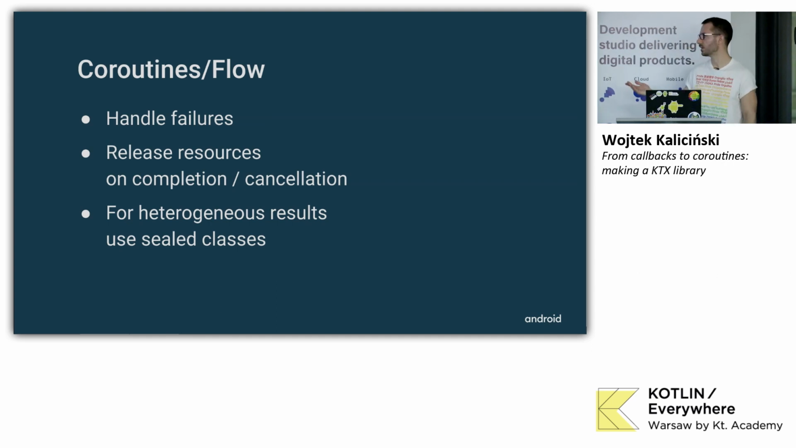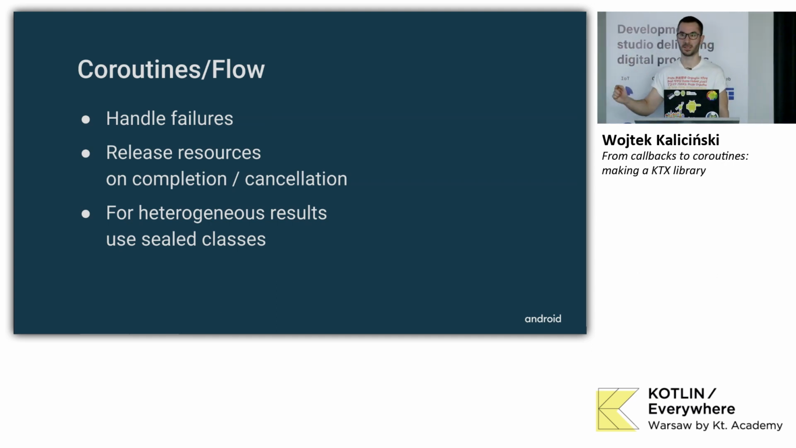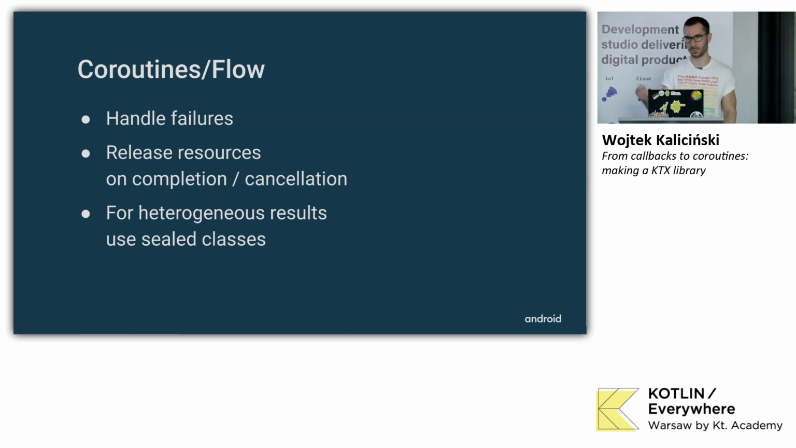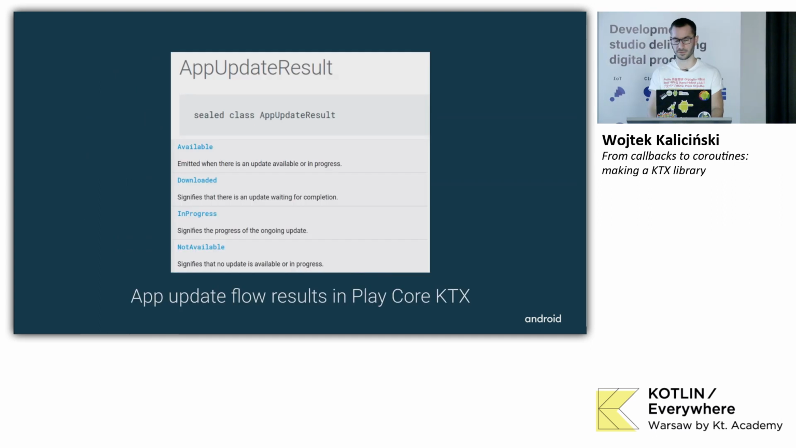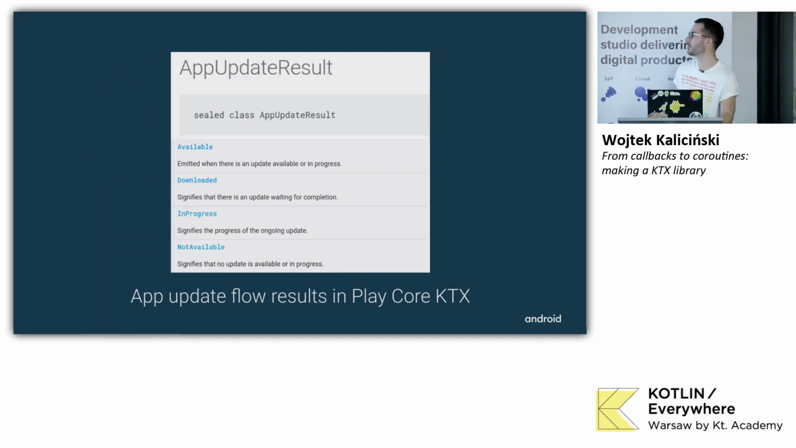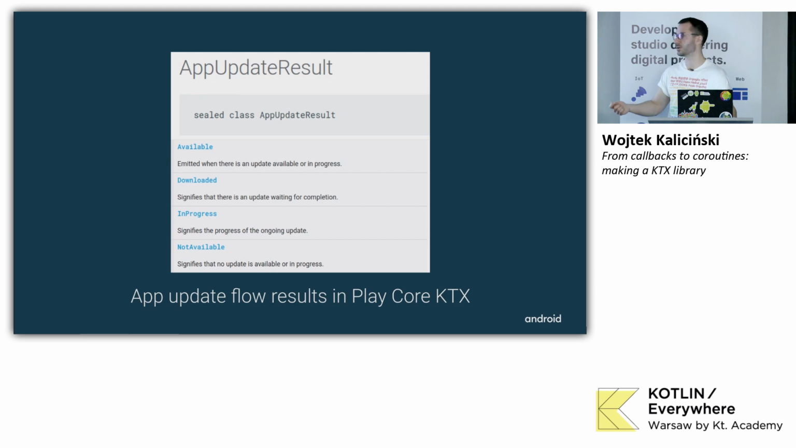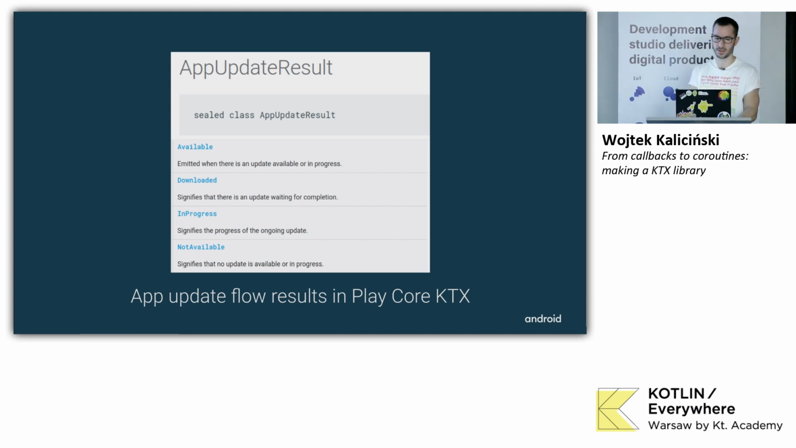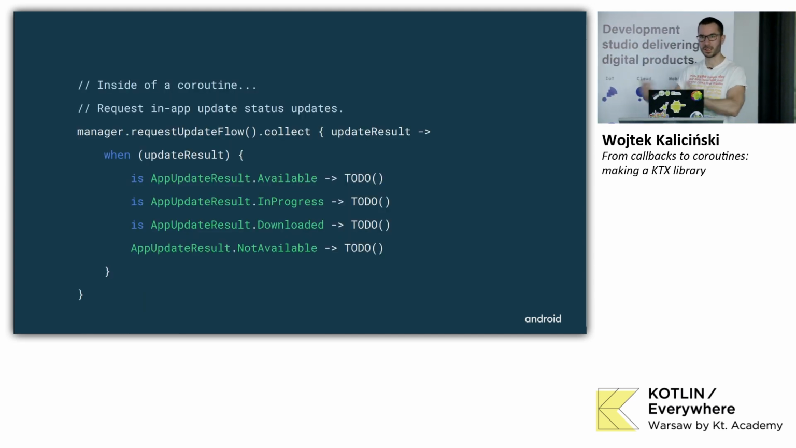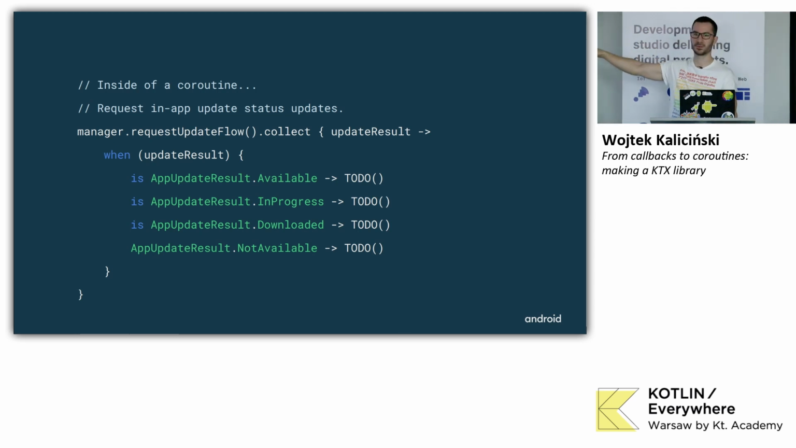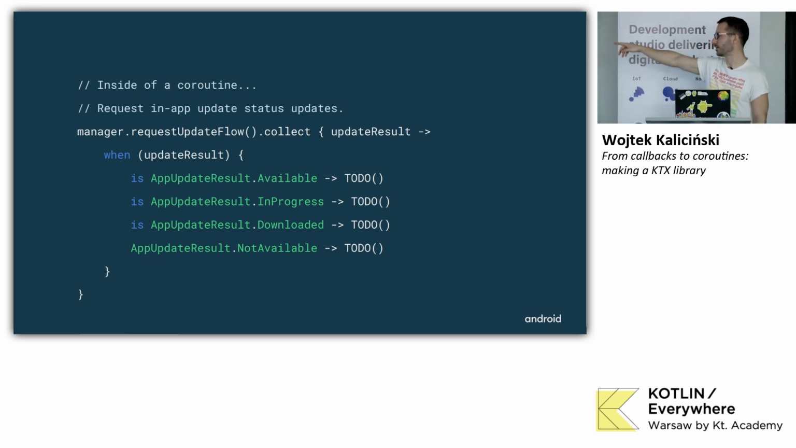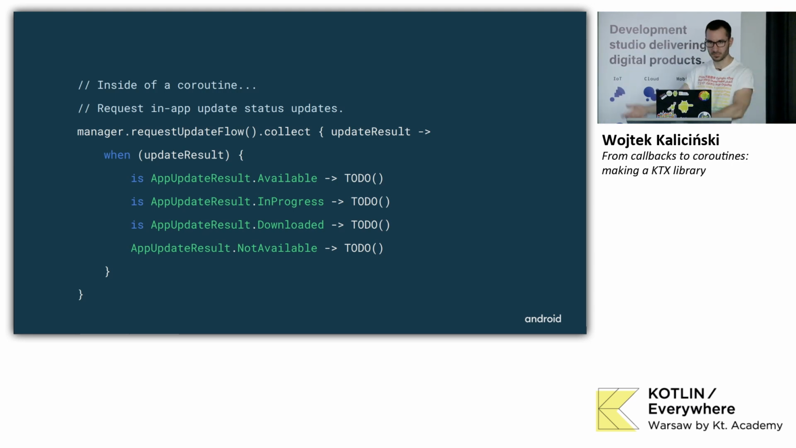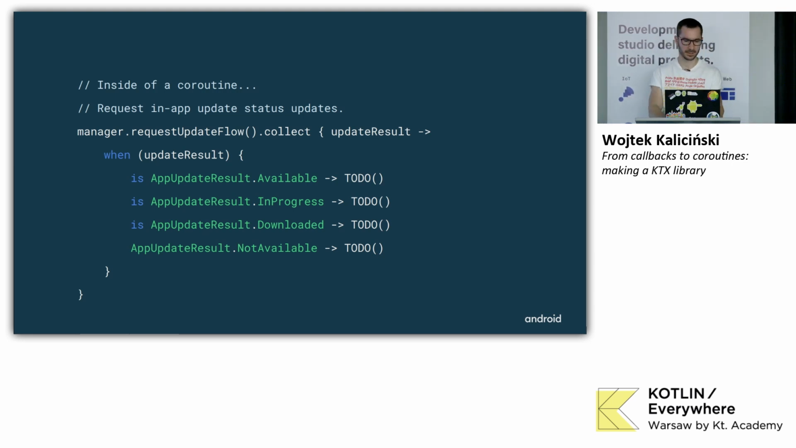One idea: my flow was pretty easy. It always emitted locations, nothing else. But if you have heterogeneous result types, you can use sealed classes. Like for example, in my PlayCore KTX library, if you're listening for update results for your app, it will emit one of these update results, which is a sealed class, and it's always one of these 4 types. So that whoever is collecting your flow and looking at the events that are coming in, they can just use an exhaustive when and just check what kind of update was emitted from this flow and handle it appropriately.